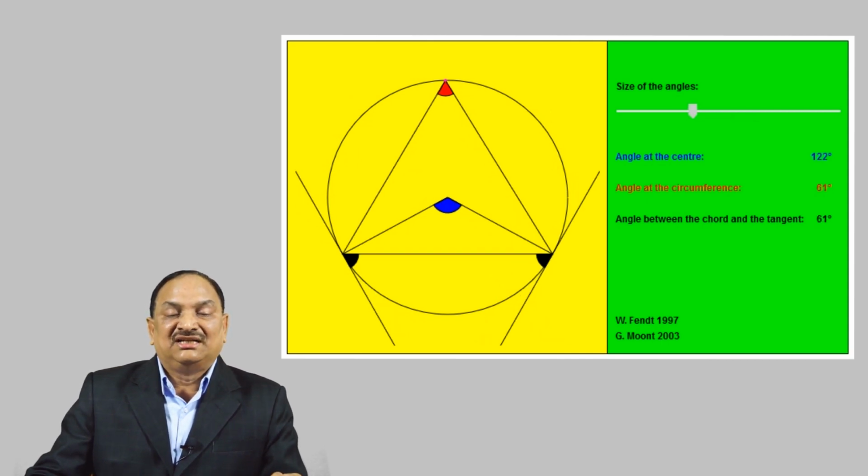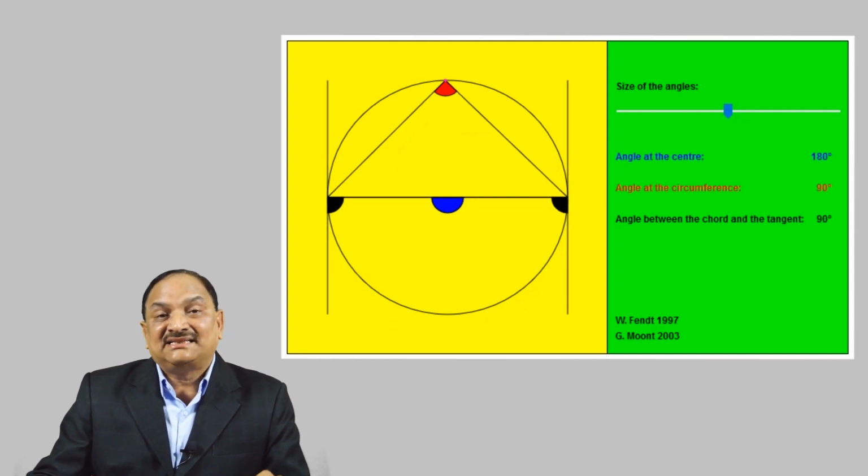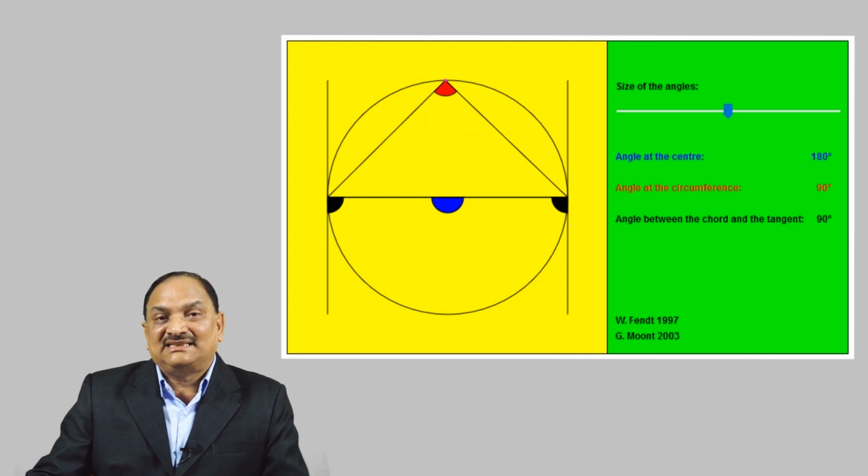But let us watch the measure of the angle when we take 180 degrees at the center. Now the angle at the center is 180 degrees, and at any point on the remaining part of the circle, the angle is a right angle. So what you observe here is that the angle in a semicircle is a right angle.